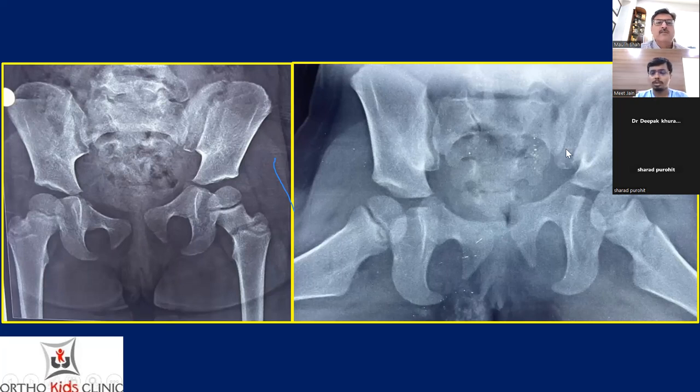So I think I'm muted. Chinmay, would you like to read this X-ray? Yes, sir. On the right side, there is a fractured intertrochanteric region, which is more of an undisplaced type. And on the lateral view, we can see the cortical line is well maintained.